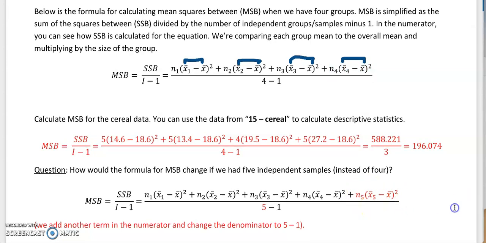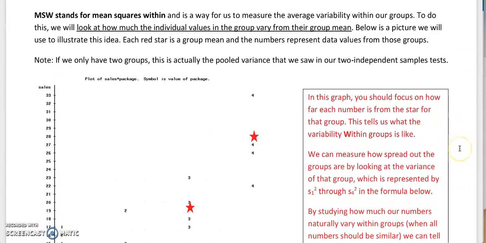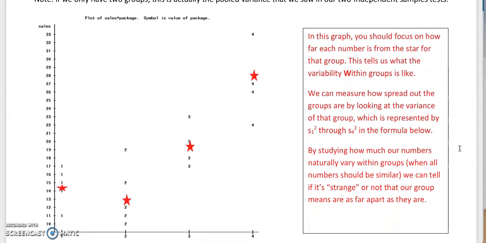So let's take a quick look at the mean squares within as well. MSW, we said, stands for mean squares within. It's a way for us to measure the average variability within our groups. And in this graph, I got rid of the overall sample mean, because I don't care about it now. I just care about inside each group, how much do my individual values differ from one another? You can see in this group that you can go from each number to the star and get a general sense of how spread out that group is. You could do the same thing in group 2, group 3, and group 4.